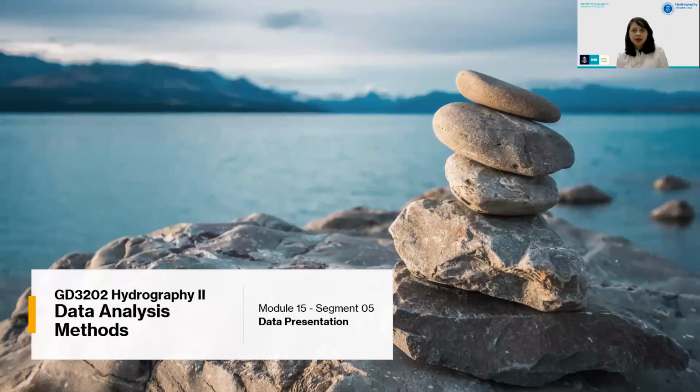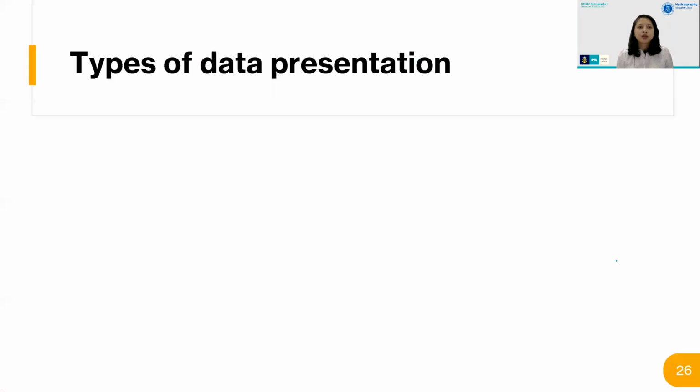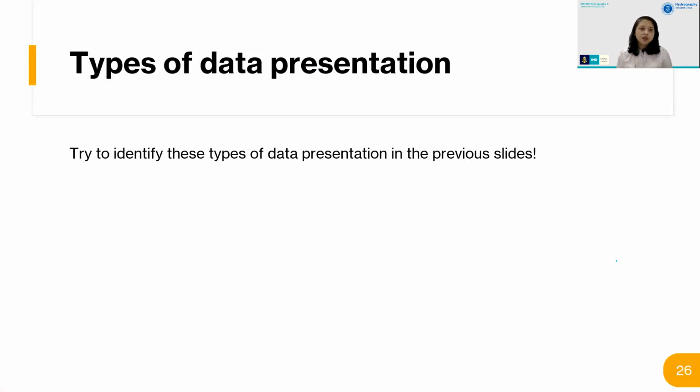Okay, now we have come to the last part of this module. And in this last part, I actually want you to be active because we have actually talked about data presentation, but not directly. So, several types of data presentation. I want you to identify these types of data because I have actually put them in the previous slides. So the first one, which ones are vertical profiles?